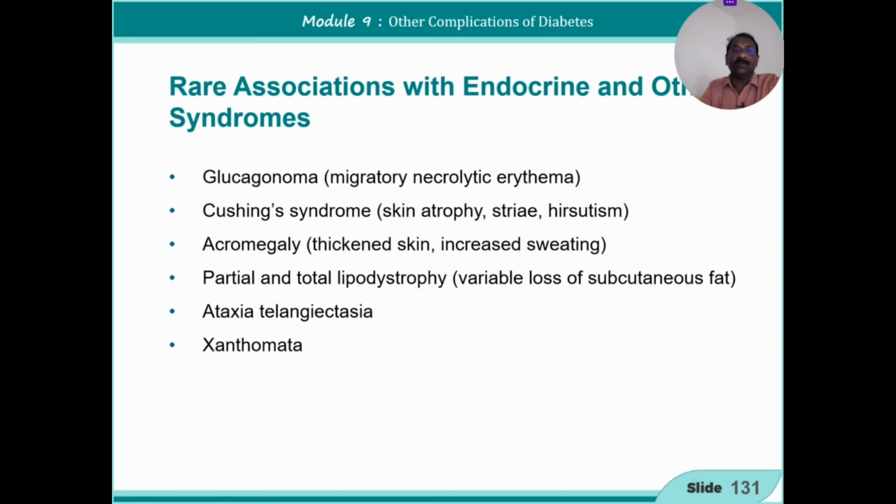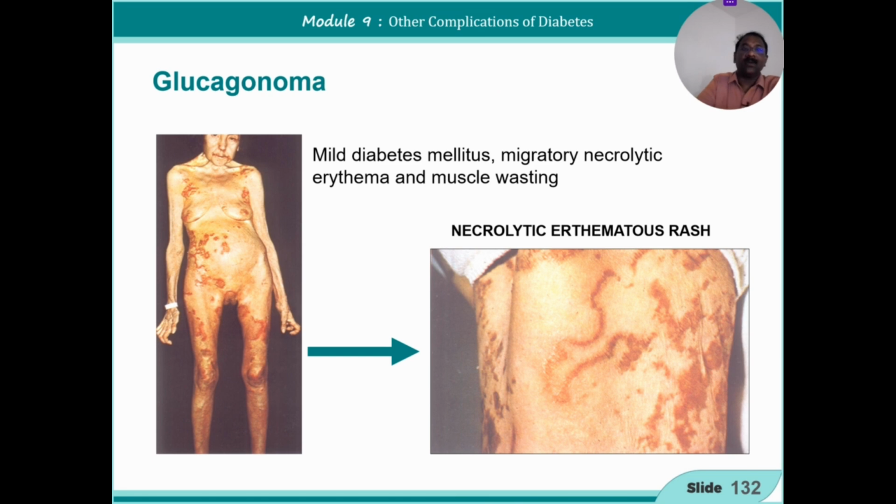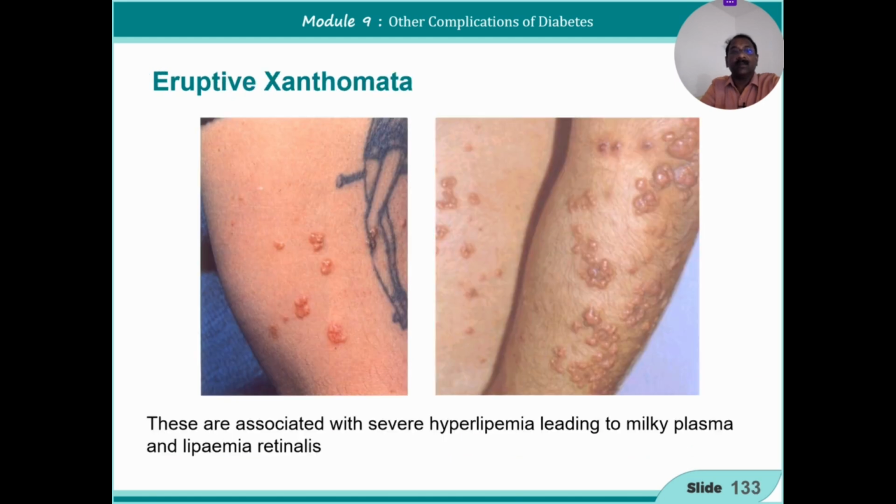Now coming to the endocrine and other syndromes like glucagonoma. That is migratory necrolytic erythema. Cushing's: skin atrophy, striae, hirsutism, Cushing's facies. Acromegaly: thickened skin, increased sweating. Partial and total lipodystrophy, ataxia telangiectasia, and xanthomata. See the glucagonoma, a mild diabetes state, migratory necrolytic erythema, and muscle wasting. Eruptive xanthomata, severe hyperlipemia leading to milky plasma and lipemia retinalis.